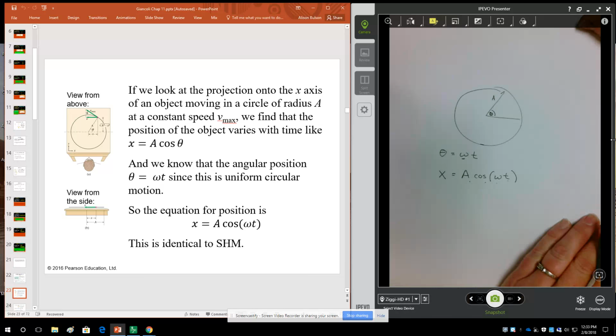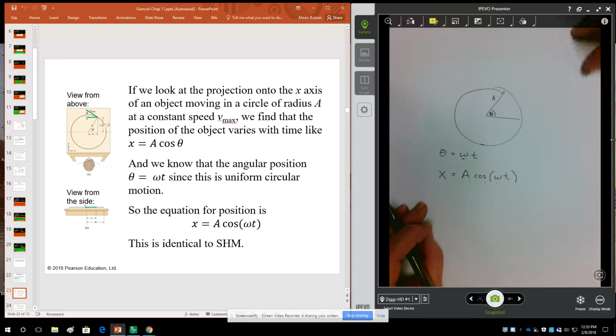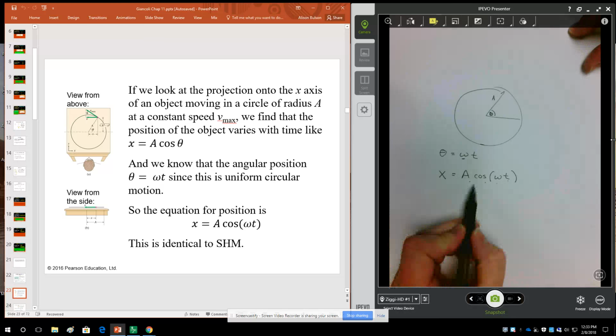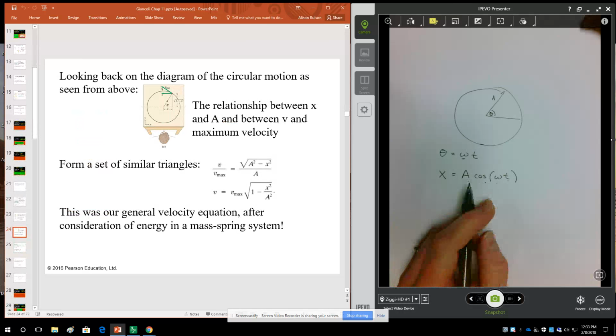Another way to define simple harmonic motion, so our first definition is that simple harmonic motion must be driven by a Hooke's law form restoring force. Another way to define simple harmonic motion is motion whose position is a sinusoidal function with respect to time. And we have that here.